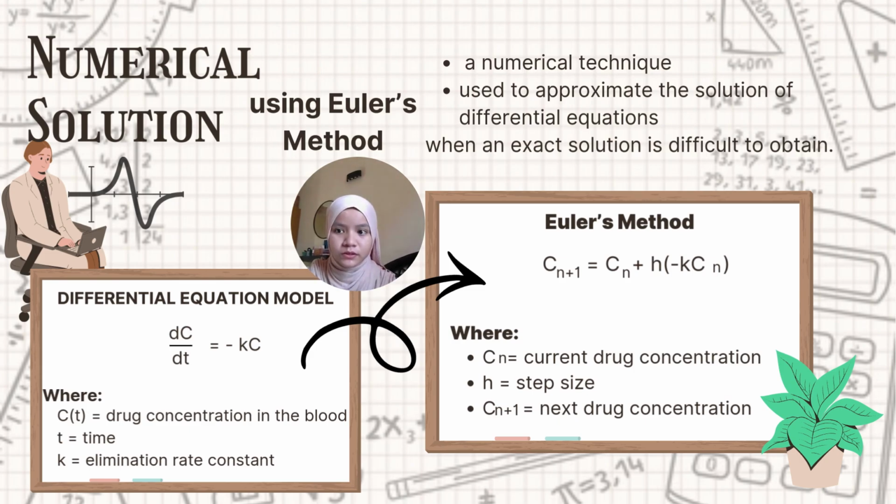Okay. Now to solve this differential equation numerically, we choose Euler's method formula, which is C(n+1) equals C(n) plus h times negative k C(n), where C(n) is the current drug concentration, h is the step size, and C(n+1) is the next drug concentration.